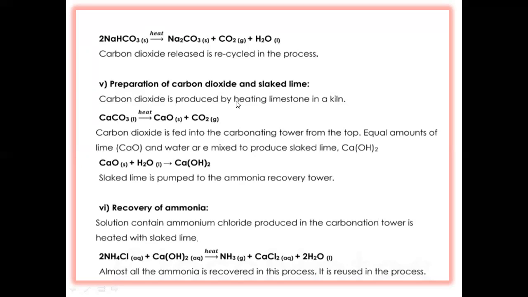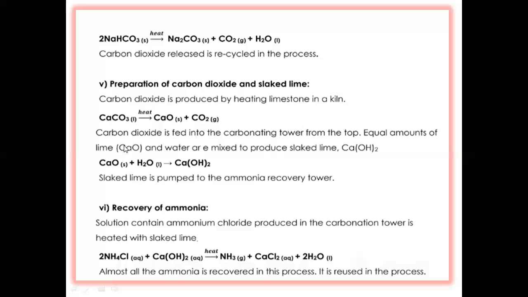Preparation of carbon dioxide and slag lime. As I told you, calcium carbonate, which is also called limestone, is heated and decomposed into calcium oxide and carbon dioxide. So carbon dioxide is fed into the carbonating tower. You can see carbon dioxide is reproduced in this step. It is also reproduced in this step. So it means that carbon dioxide can be recycled and reused again. Carbon dioxide is spread into the carbonating tower from the top.